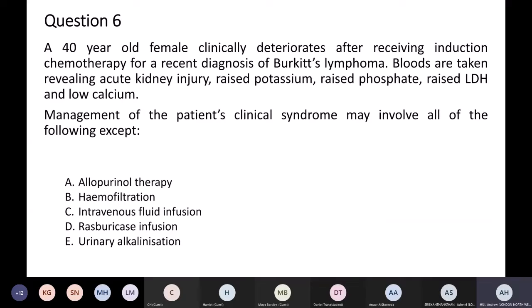Okay, so the next question, question 6. A 40-year-old female clinically deteriorates after receiving induction chemotherapy for a recent diagnosis of Burkitt's lymphoma. Bloods are taken, revealing acute kidney injury, raised potassium, raised phosphate, raised LDH, and low calcium. Management of the patient's clinical syndrome may involve all of the following except, and we'll give you 30 seconds.